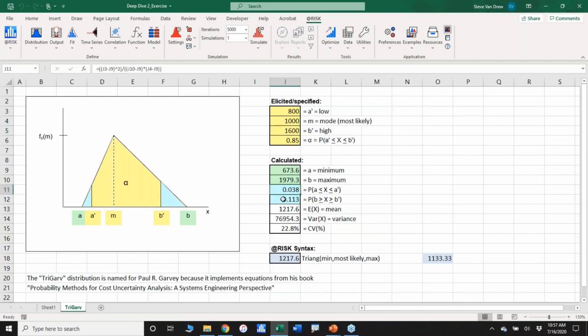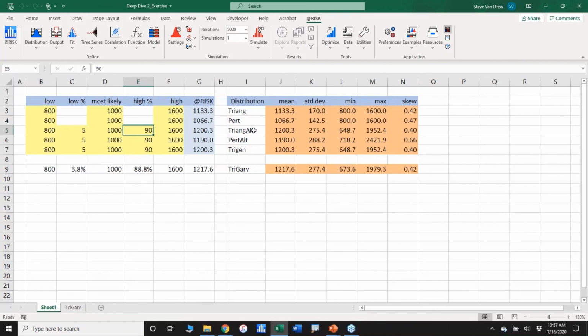It solved for that being 3.8% and the upper being 11.3%. Taken together, those two add back up to the 15% that was missing. And it solved for a new min and a new max to do that. So if that's still not clear, as simply as I can say it, if you're using triang-alt or trigen, you are telling it what to do, how much to put below the low and above the high. You are telling it how to interpret 800 and 1600.